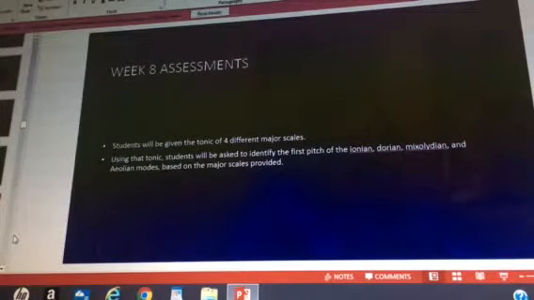Students will be given the tonic of 4 different major scales, and then using that tonic, the students will have to identify the first pitch of Ionian, Dorian, Mixolydian, and Aeolian. So, for example, if they're given C major, then they need to use their knowledge of what numbers each mode is to identify the starting pitch for each of these modes. So if it's C major, then Ionian starts on C, Dorian starts on D, Mixolydian starts on G, and Aeolian starts on A.